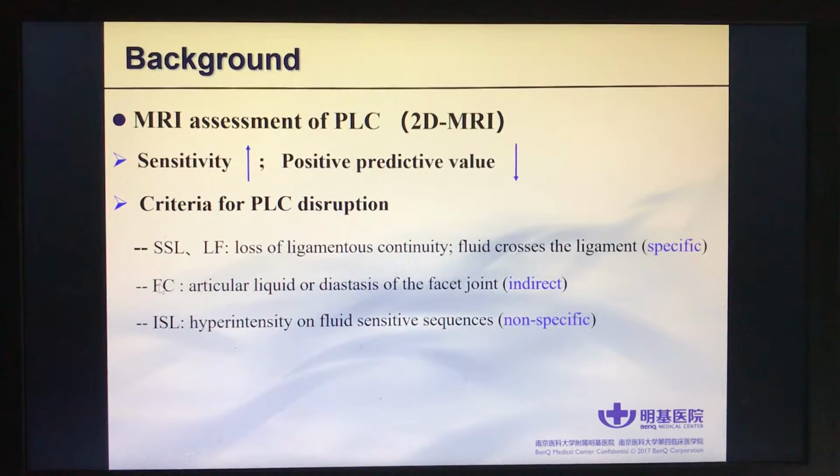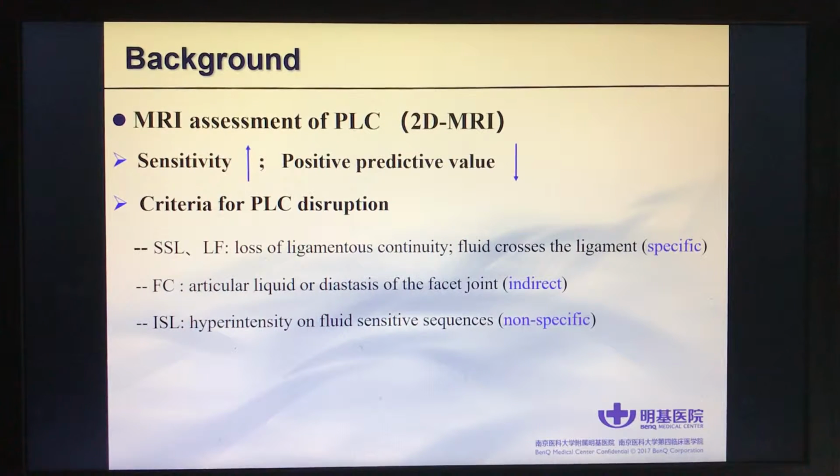In these articles, FC injuries were indicated by either articular liquid or diastasis of the facet joint. ISL injuries were diagnosed by observation of increased signal on fluid-sensitive sequences. However, liquid in the facet joint is not uncommon in non-traumatic patients clinically, and hyperintensity on fluid-sensitive sequences such as STIR may represent edema, hemorrhage, or inflammation. These findings are also associated with ligamentous disruption or bone fractures, but do not necessarily indicate the presence of ligamentous disruption.